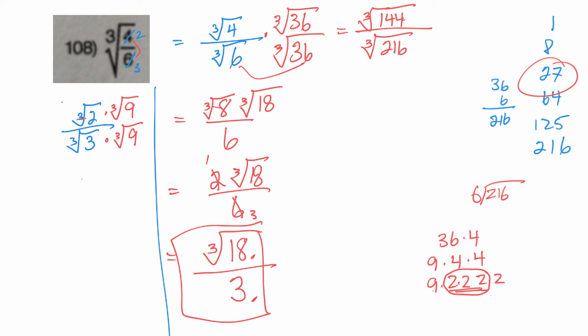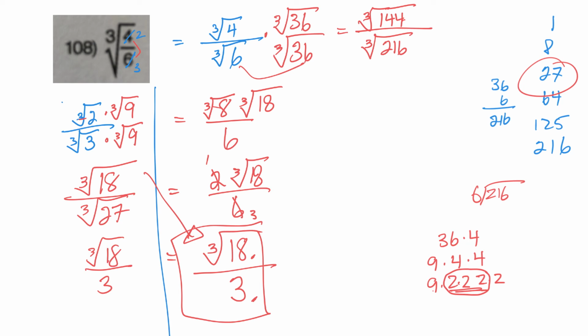So on the top, I'll be left with cube root of 2 times 9, which is 18. And on the bottom, I'll have the cube root of 27, which is just plain 3. So I get the same answer. I just didn't get to do all this fun work. That would have been smart to do at the start.